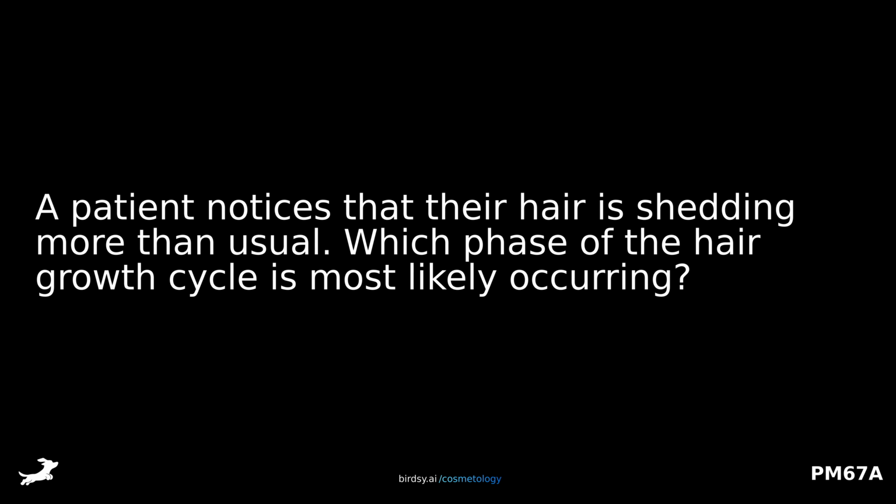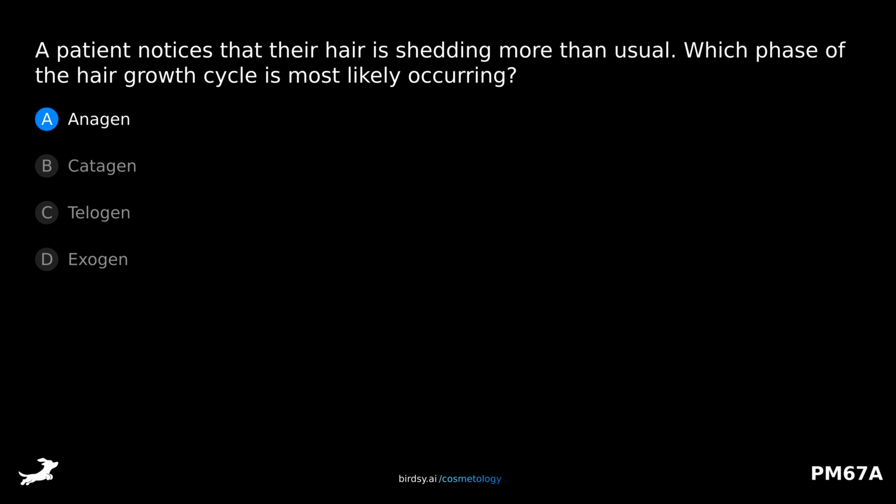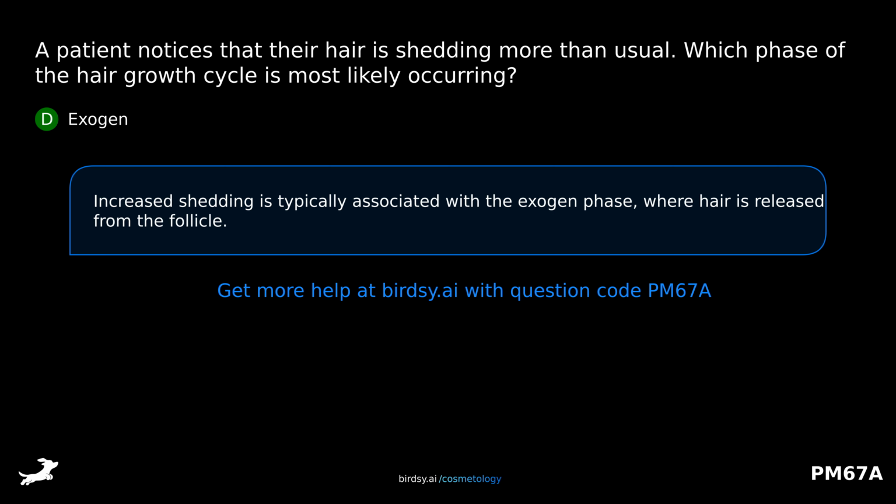A patient notices that their hair is shedding more than usual. Which phase of the hair growth cycle is most likely occurring? Is it A, anagen, B, catagen, C, telogen, or D, exogen? The answer is D, exogen. Increased shedding is typically associated with the exogen phase, where hair is released from the follicle.